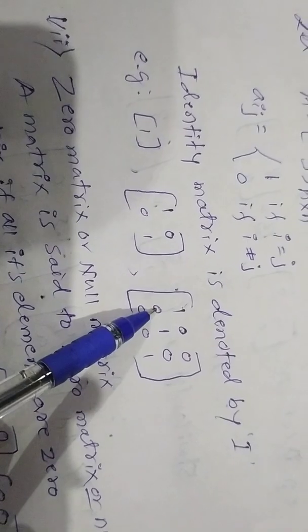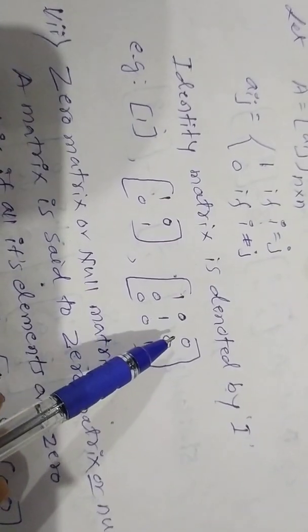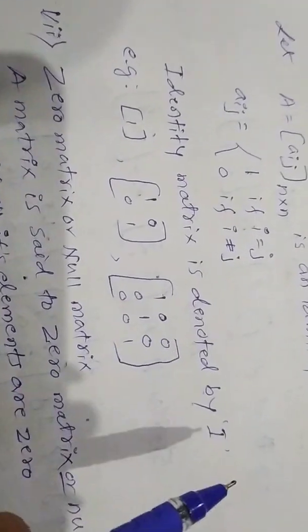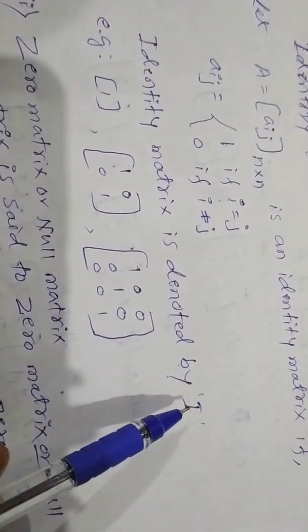And the rest are 0, the element is 0 when i is not equals to j. See here, here is 0. It is second row, first column. i is not equals to j. Similarly, the rest of the elements are 0 because i is not equals to j. Such a type of matrix is called an identity matrix. The identity matrix is represented by the symbol I.